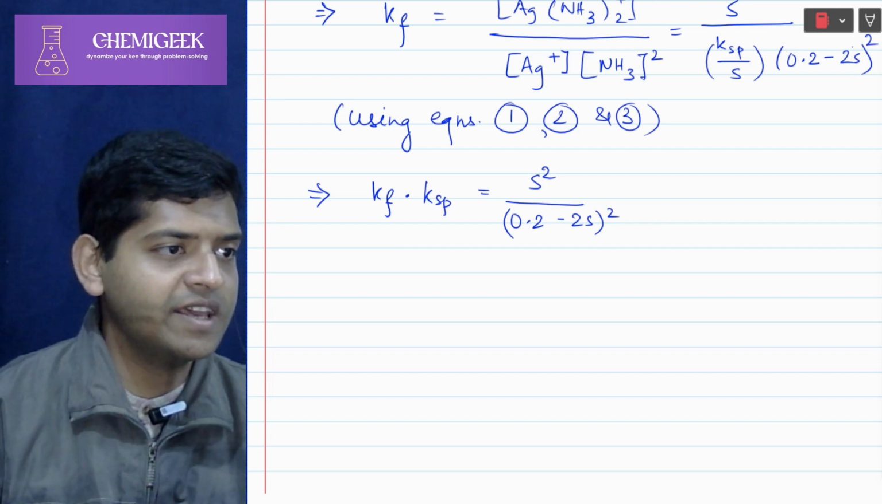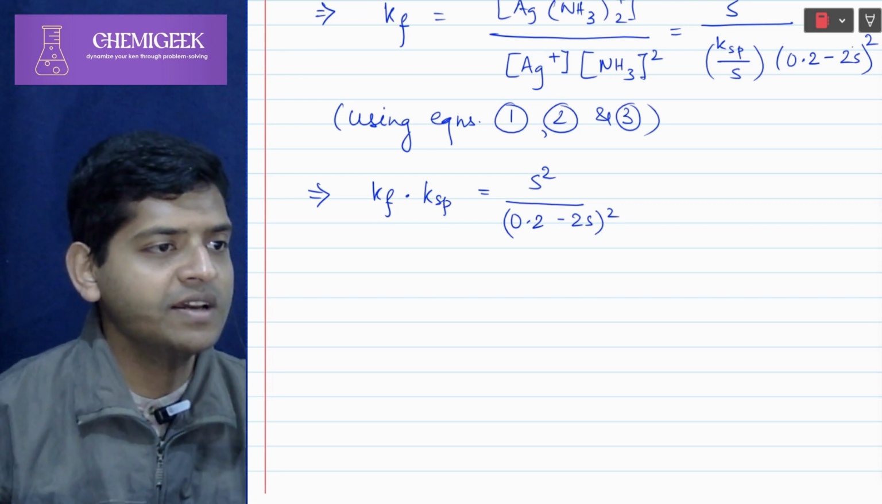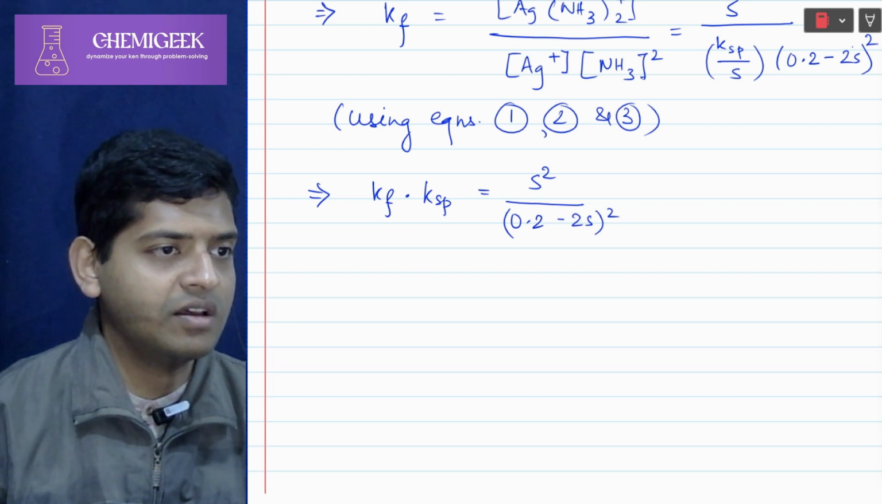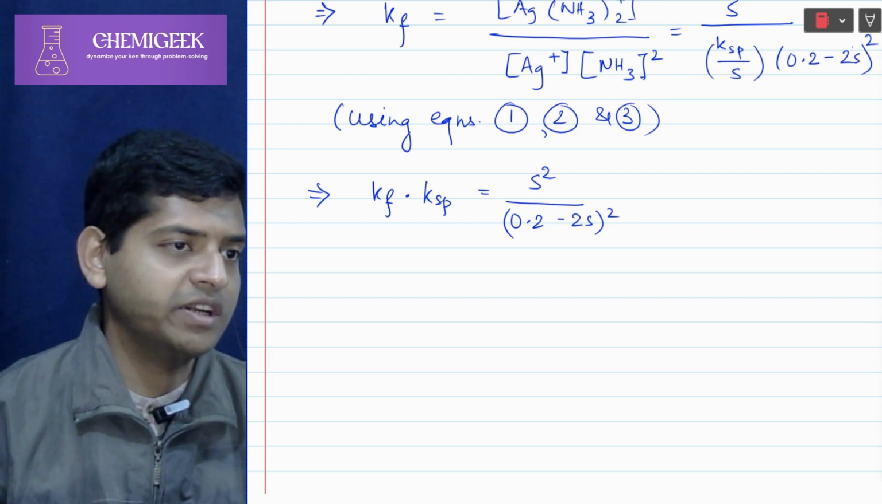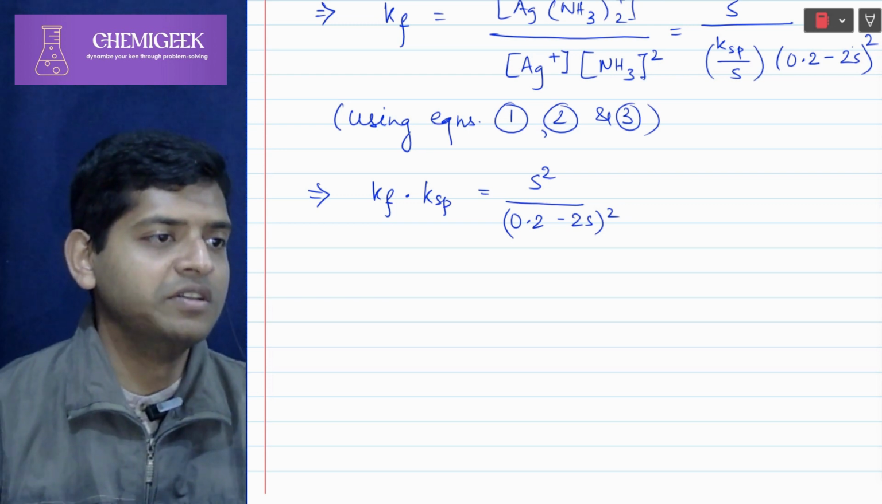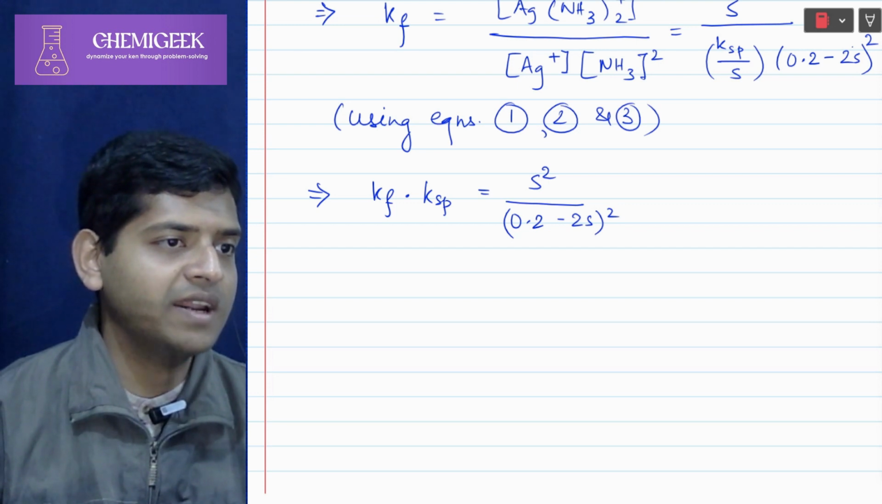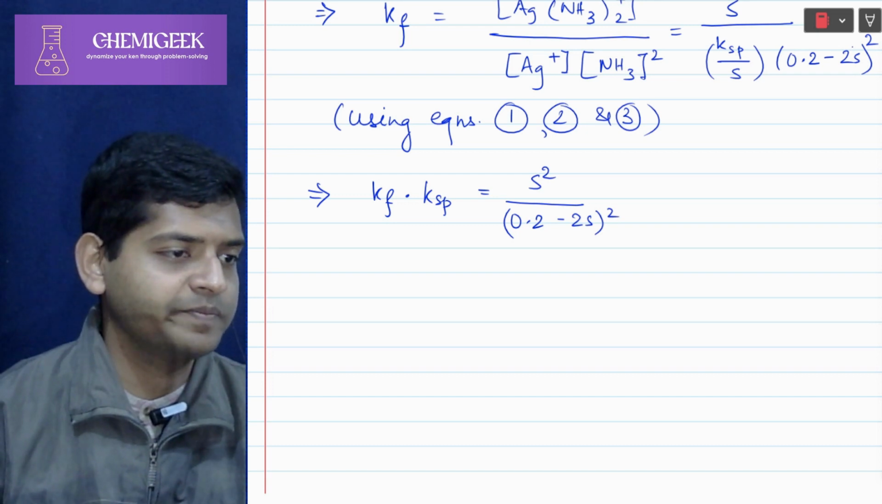If we take the Ksp from the right hand side, denominator to the numerator of the left hand side, we get a square because there was another capital S in the denominator of the denominator. So that becomes the numerator. So it is S into S is S square, and in the denominator (0.2 minus 2S) whole square remains.